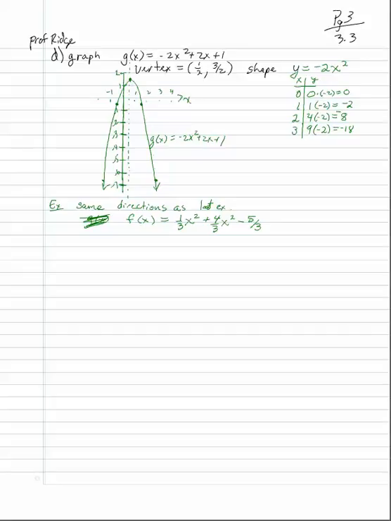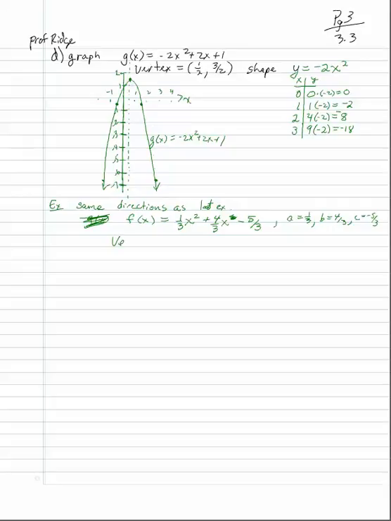1/3 x squared plus 4/3 x. So that shouldn't be squared. So f of x equals 1/3 x squared plus 4/3 x minus 5/3. So now a is equal to 1/3, b is 4/3, and c is negative 5/3.